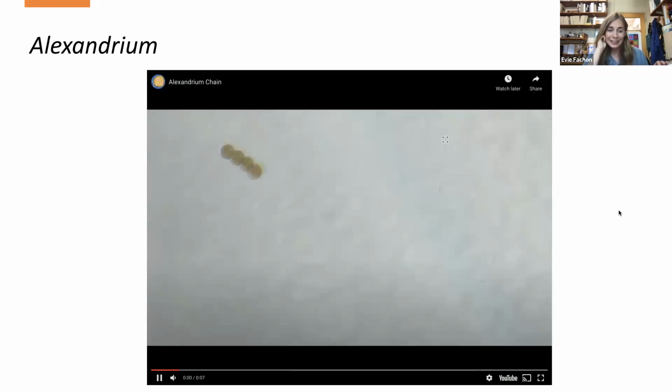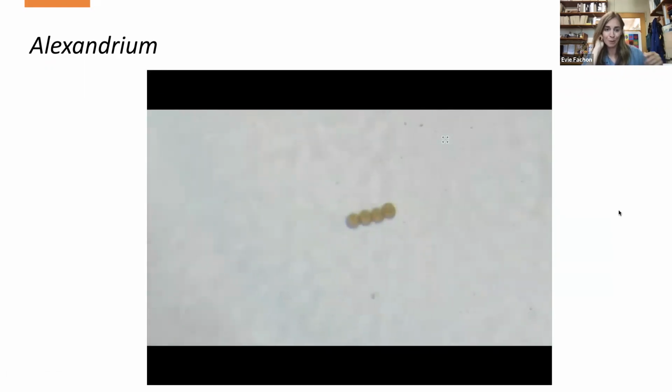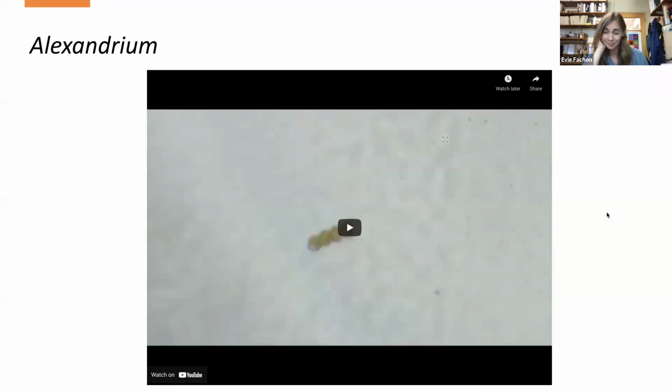And then really quickly, this is a chain cell swimming around. They do this cool corkscrewing motion as they move through the water.